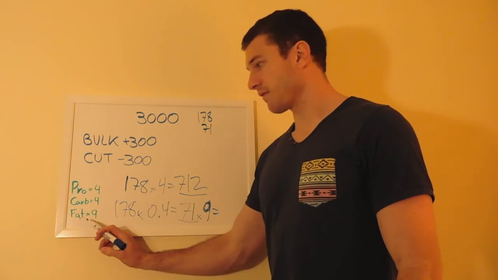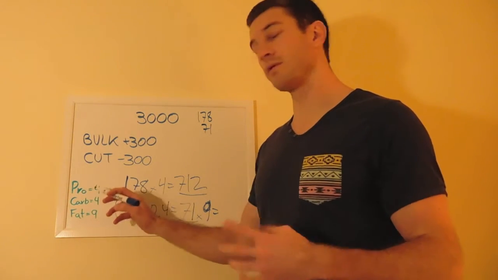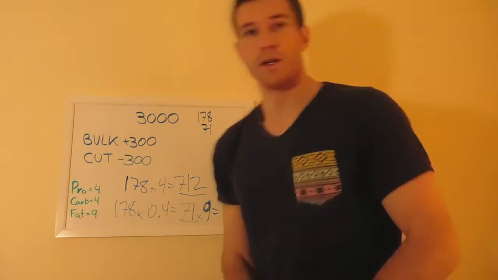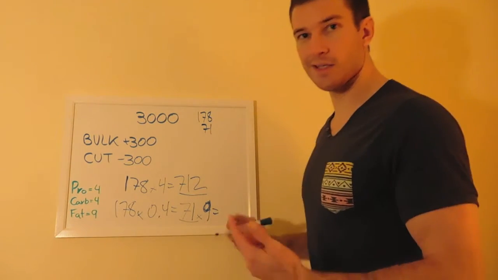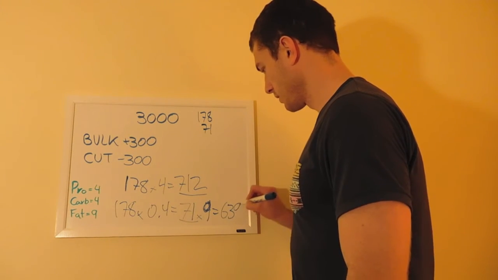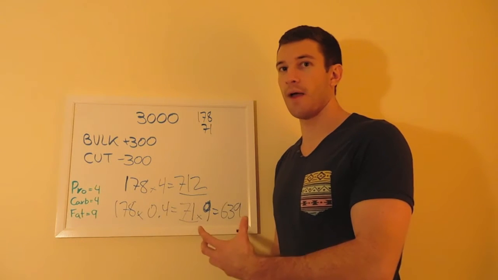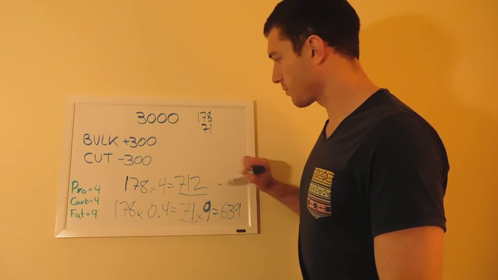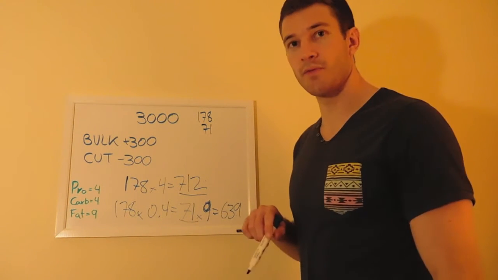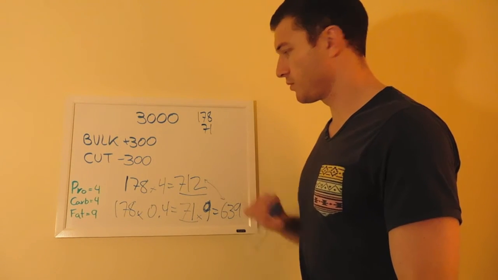So remember, fat has 9 calories per gram, okay? Carbohydrates and protein have 4, fat has 9. So if we multiply this, we get 639, okay? So that is the amount of calories that I'm going to eat from fat. So we know the amount of calories from protein and the amount of calories from fat, okay? So you need to add these two together.